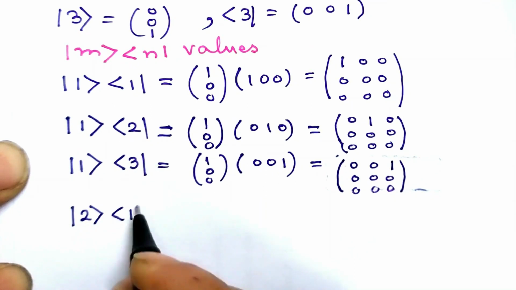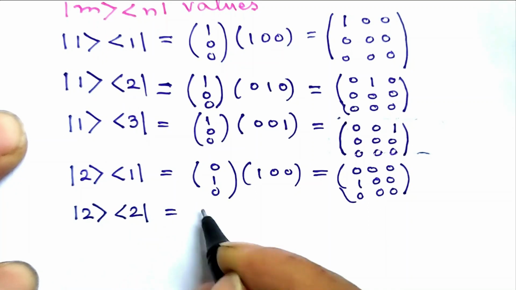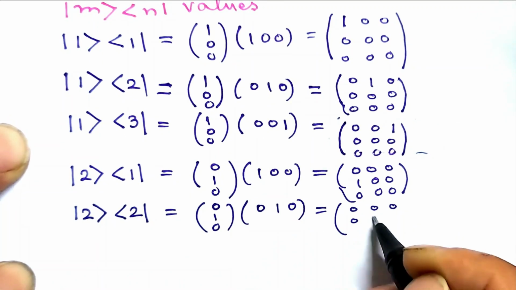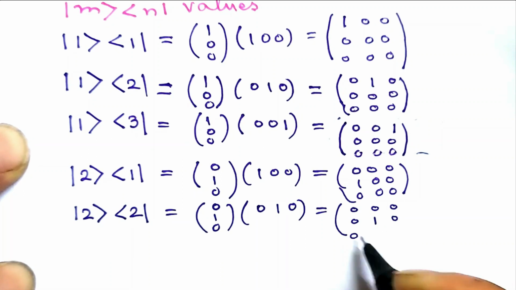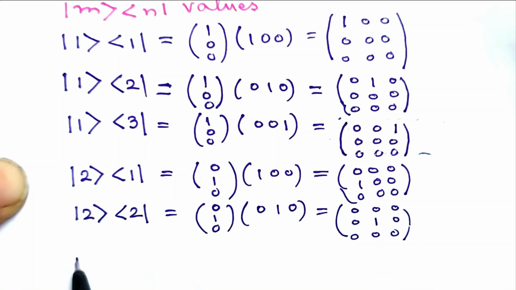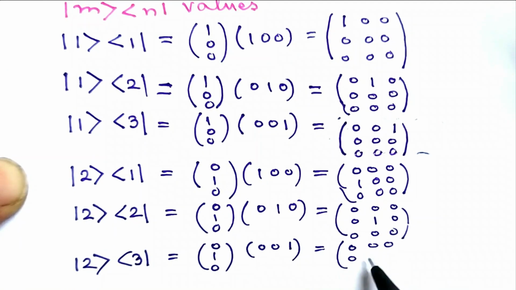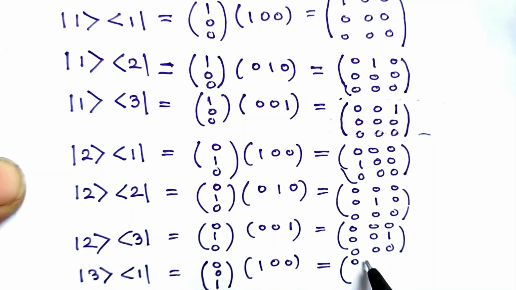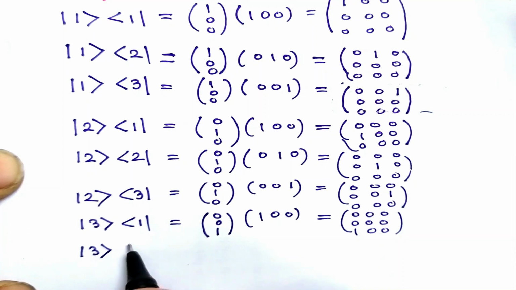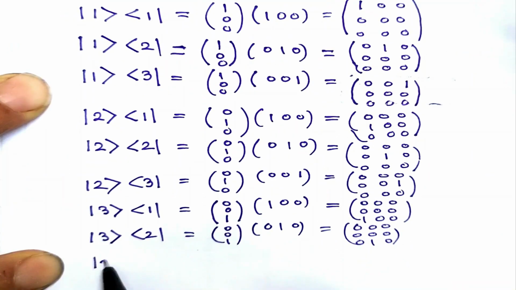Ket 2 bra 1 gives, ket 2 bra 2, we have 1 here at the second row second column and all other elements are 0. Ket 2 bra 3 is, ket 3 bra 1 is, ket 3 bra 2 and ket 3 bra 3.